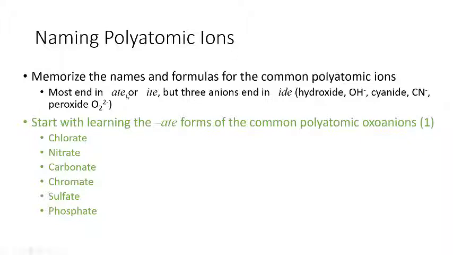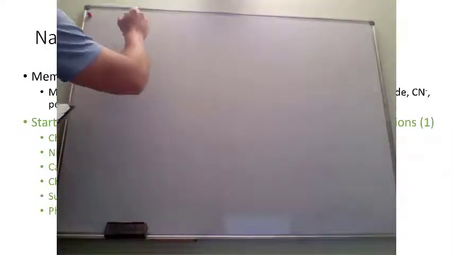And so since most of these end in ATE or ITE, I recommend that we learn the ATE endings. So all the ones that end with ATE. That would be chlorate, nitrate, carbonate, chromate, sulfate, and phosphate. If you memorize the formulas and the names that go with each one of these, then we can move on from there to determine how they are best named or how to adjust them for the different sort of endings. So let's go through and look at each one.